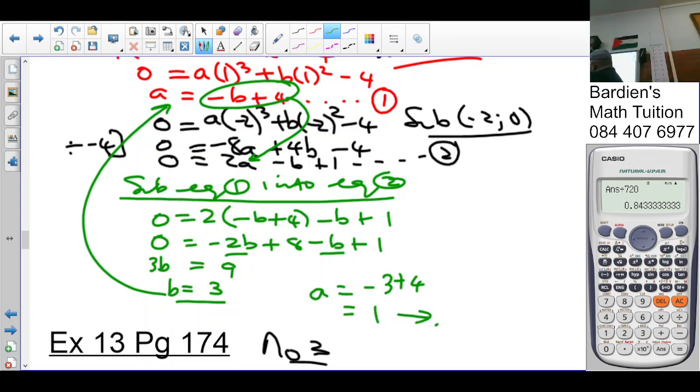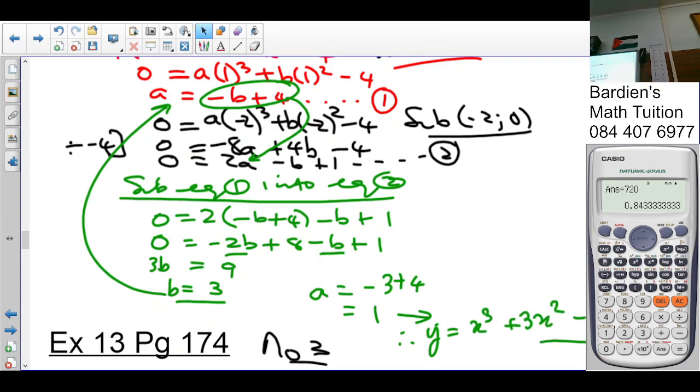So what's the equation? Therefore, f of x equals a, which is 1, x cubed plus 3x squared minus 4. Is that correct? Alright.